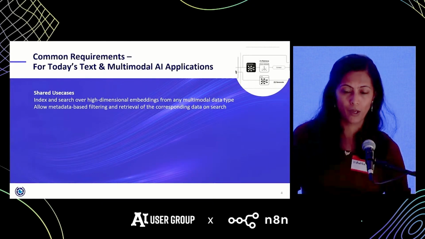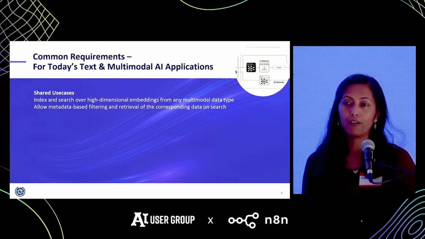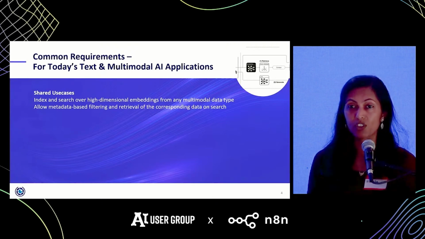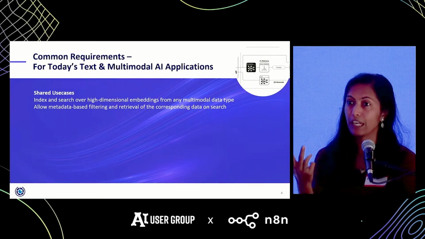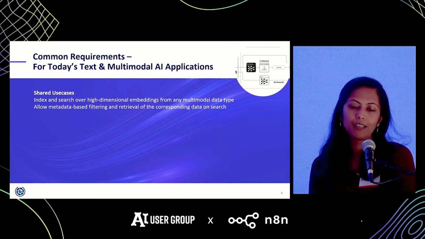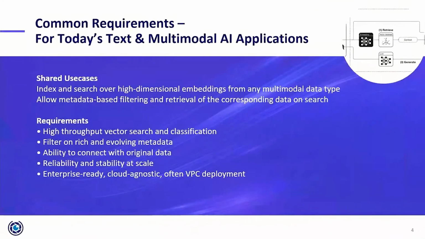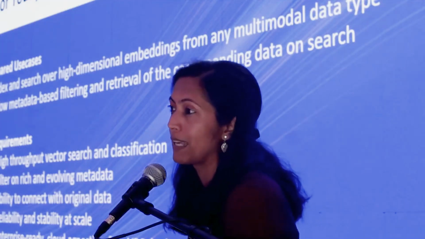So in general, you need the ability to index and search over high-dimensional embeddings from any number of multimodal data types. So it's not just text. It can be text, images, videos, PDFs. And then you want to combine it with metadata filtering and retrieving the corresponding data. And not only that, when you are deploying this in production and you're doing this at scale, you need high throughput, sometimes low latency. The metadata is constantly evolving and often very rich. It's not just one or two columns. It's a whole set of relationships, and we'll see some examples.